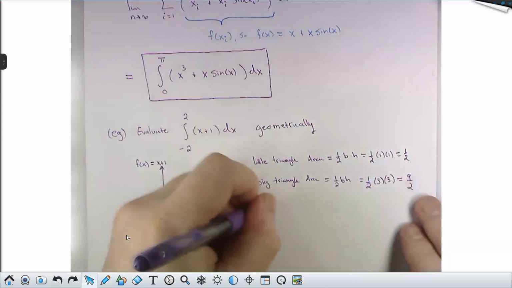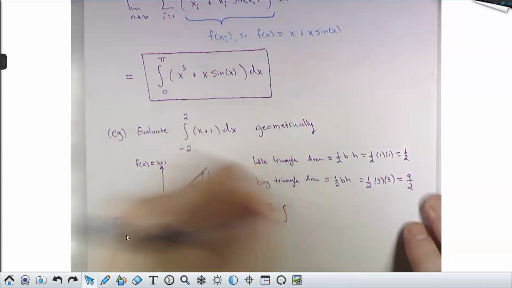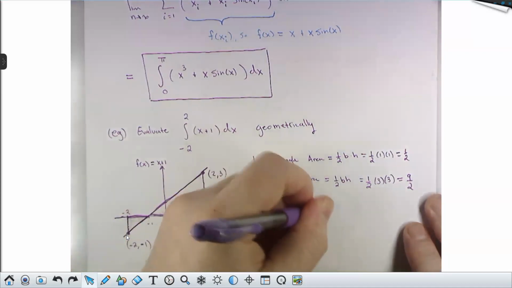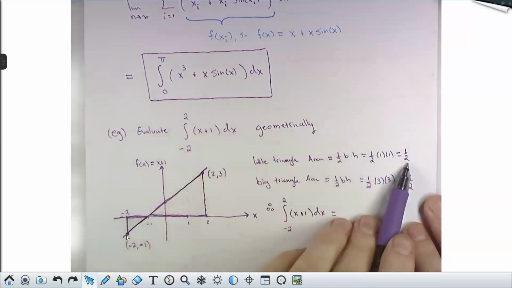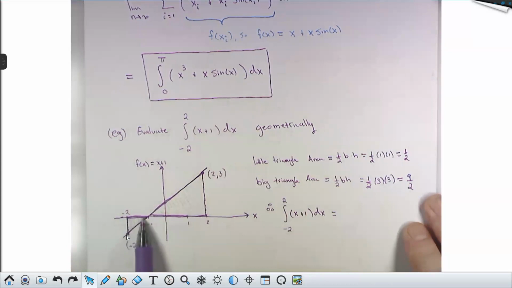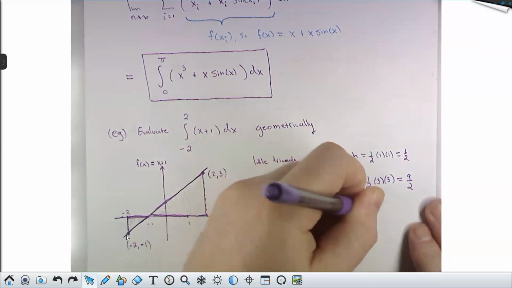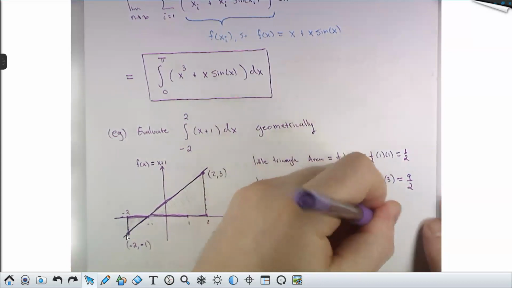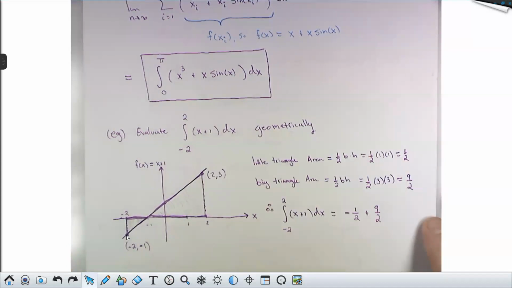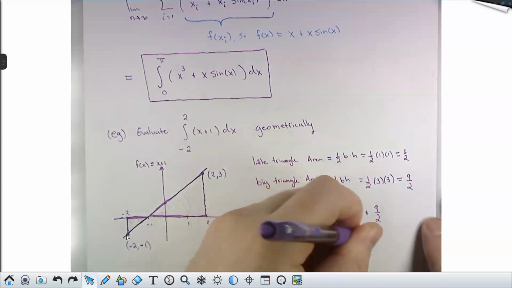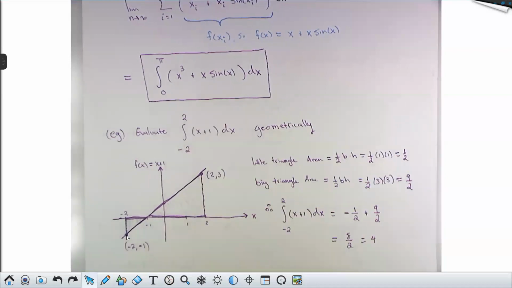So then the integral from -2 to 2 of x plus 1 dx is this guy, but with a negative because he's beneath the x-axis, plus this guy, who's positive because he's above the x-axis. And if you add -1/2 to 9/2, you get 8/2, which most people would just call 4. So the integral here is 4. Questions about this bad boy?